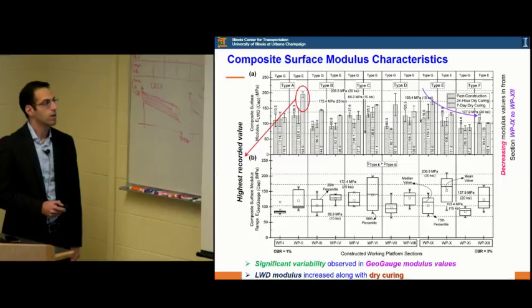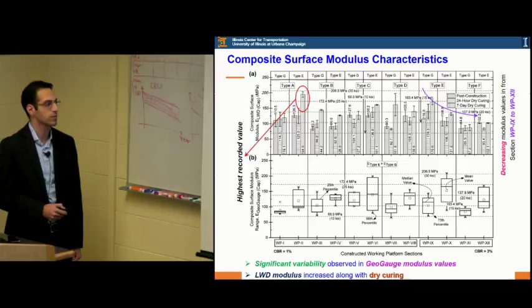Now moving to the trends shown for the geogauge, you can see first that there is higher variability for the wrap sections, for most of the sections, than the ones with the dolomite capping. You can also see that the overall average stiffness measured for the wrap capping sections was higher than the stiffness measured for the dolomite capping material.